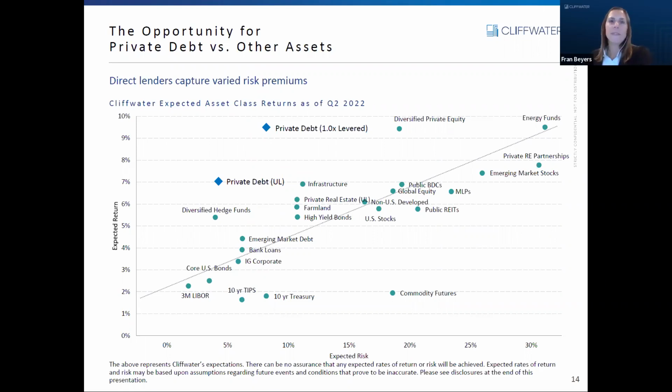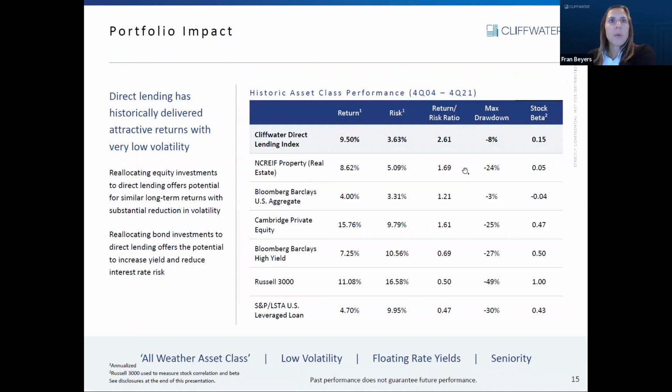So moving to slide 15. Given the low volatility and the attractive returns, this direct lending asset class has clearly one of the highest Sharpe ratios in the industry. We discussed this earlier, but this chart highlights all the attributes plus how correlated the asset class is to stocks. When you compare our CDLI index to other benchmarks in real estate or the high yield or investment grade bond market, it looks pretty attractive.